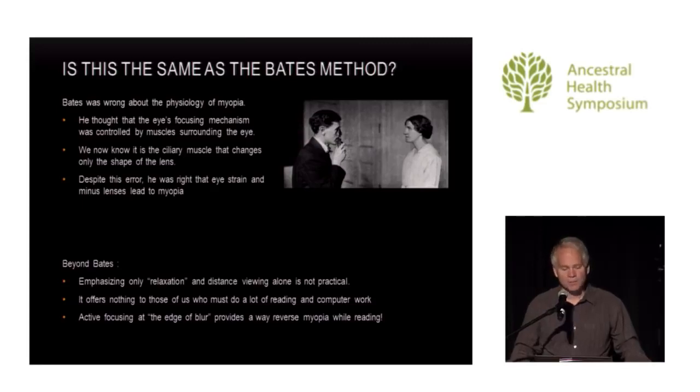I mean, he was probably right about eye strain and the fact that you need to relax. However, he only addressed really half the problem, which is what I call pseudomyopia, right? That initial period where you're not being able to see in focus. He really didn't address axial myopia because he didn't know that the eye would get longer or shorter. And unfortunately, his methods of relaxation and distance viewing, they're great, right?